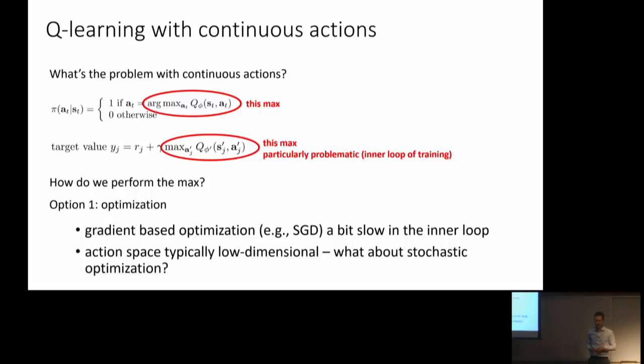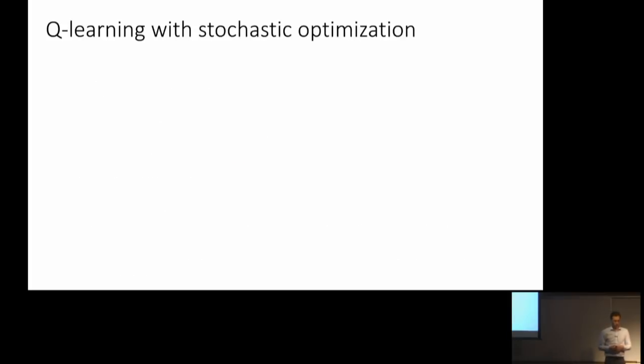But your action space, even if it's continuous, is typically low dimensional, usually lower dimensional than your state at least, lower dimensional than like image observations or something. So you could use some stochastic optimization procedures that can actually be quicker for low dimensional spaces than running gradient descent. So let's talk about Q-learning with stochastic optimization for that max.